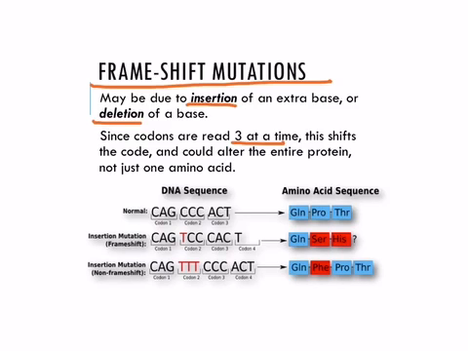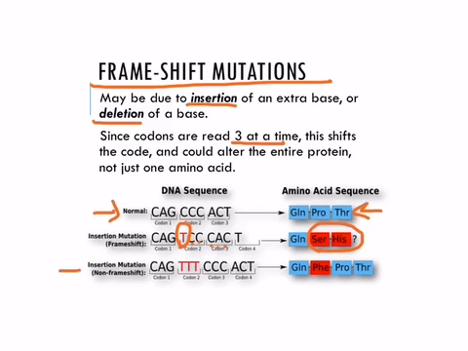For instance, here we have 3 codons. This is our normal sequence. The amino acid sequence is here. Now an insertion added a T right here, and because that T was added, we no longer have the codon CCC. Instead, we have TCC, and instead of ACT, we have CAC. So we've changed the entire reading frame, and now look, we have 2 completely different amino acids now.